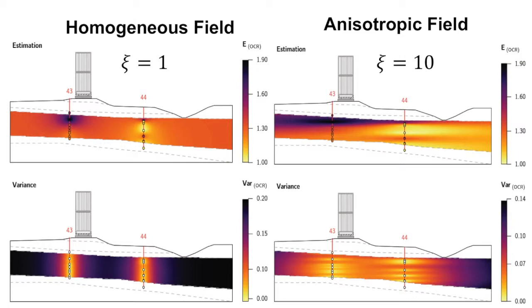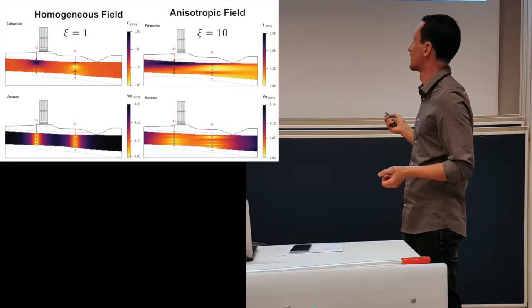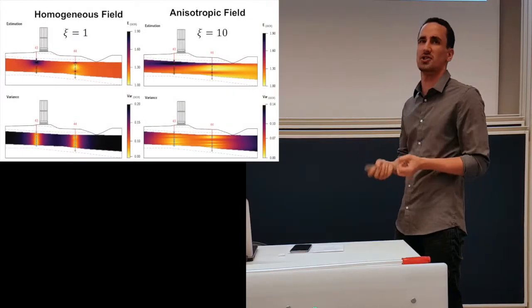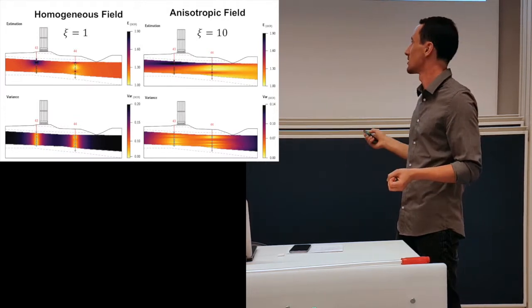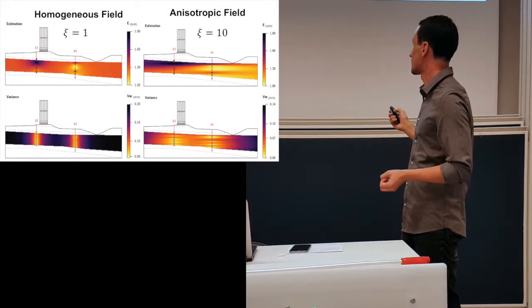You can also see the variation. So here's the opposite. Basically, at the point of the estimate, the variation is 0. We're more certain about the measurement value. And as you go further away, you get more uncertain.